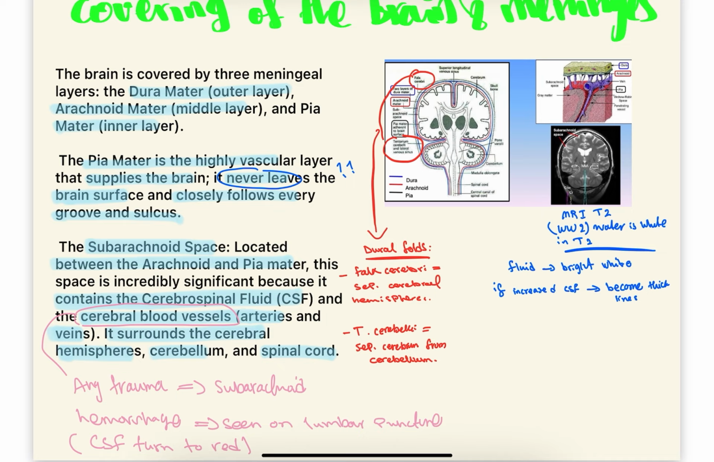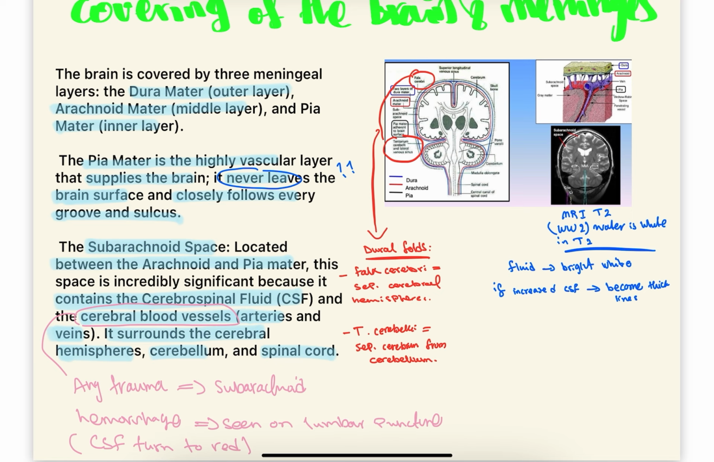And this subarachnoid space, it's surrounding what? The hemispheres, the cerebellum, and the spinal cord. So you can see the subarachnoid space surrounding them all: the hemisphere, cerebellum, and the spinal cord.